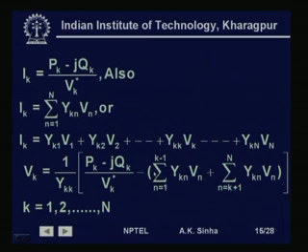Now, for the time being, we will consider that we have only PQ buses and the swing bus in the system. There is no PV bus in the system. We will take care of the PV bus later. So, we can write this equation for all the buses except the swing bus.